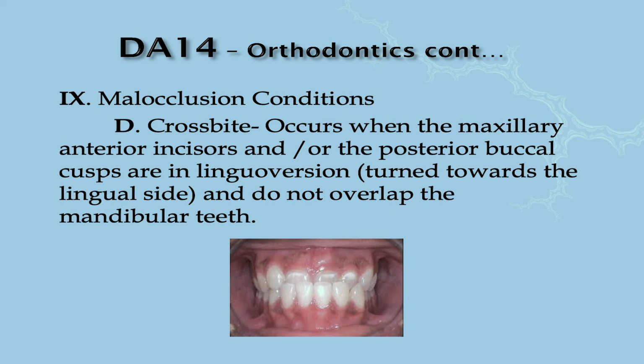Crossbite occurs when the maxillary anterior incisors and/or the posterior buccal cusps are in lingual eversion, they're turned towards the lingual side, and they don't overlap the mandibular teeth. So the maxillary teeth should always, when you bite together, be on the outside of the bottom teeth. And if that's not the case, that's a crossbite.